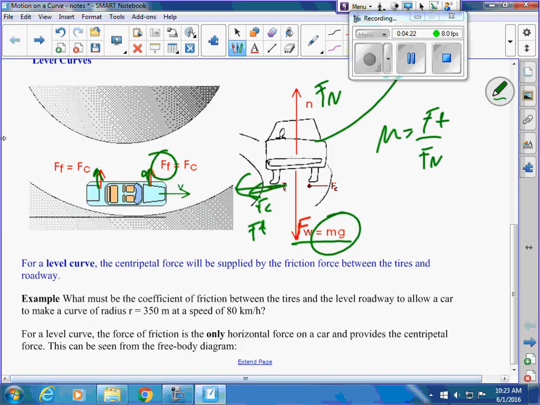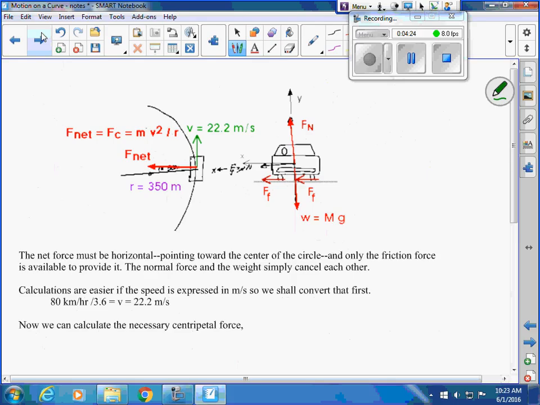Okay, so what I've got to do is go to the next page. Here we go. The net force must be horizontal, pointing towards the center of the circle. Only the friction force is able to provide it. The normal force and the weight force simply cancel each other out. Calculations are easy if the speed is expressed in meters per second. So the first step is to divide by 3.6 to get 22.2.